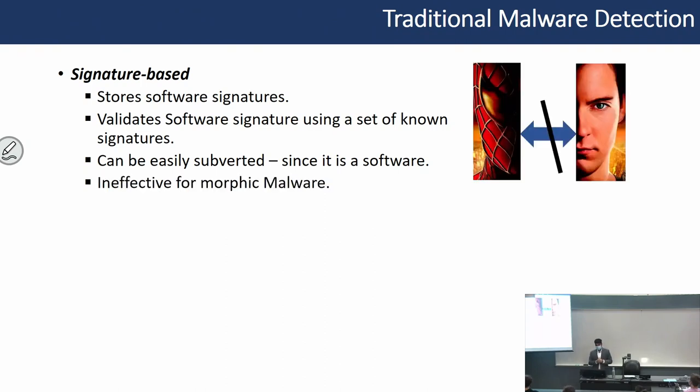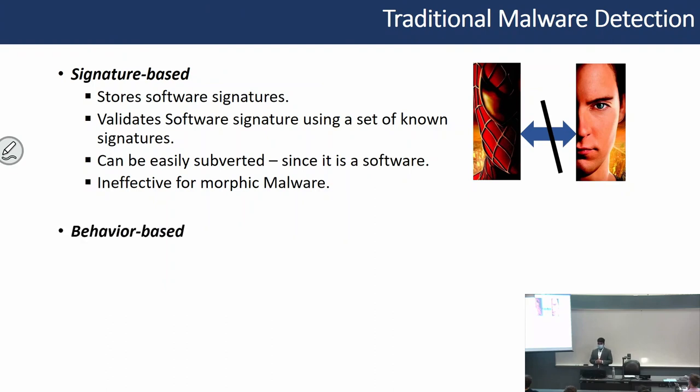The other point is it is ineffective for metamorphic malware. Let's take an example, and as Aydin was just mentioning a few minutes ago, we can take our masked and maskless example. So you can see here we have Spider-Man and Peter Parker, right? Imagine a signature-based antivirus software creating a signature based on the face. If you just take the image of the face and try to recognize it, will you be able to identify the two? You won't. But they are one and the same person, right? So signature-based antivirus software are ineffective for metamorphic malware. And 99% of the antivirus software we use in our daily lives are signature-based.